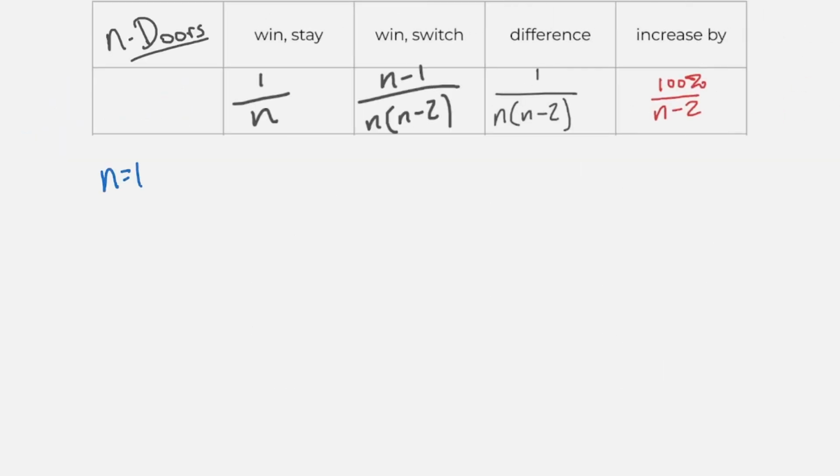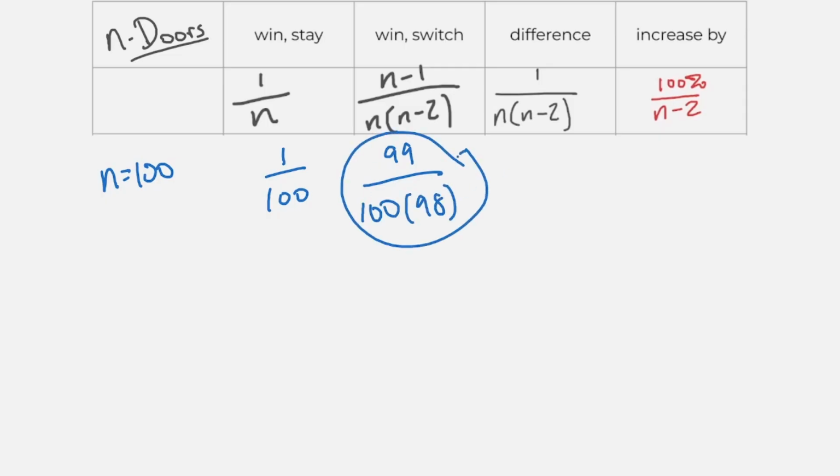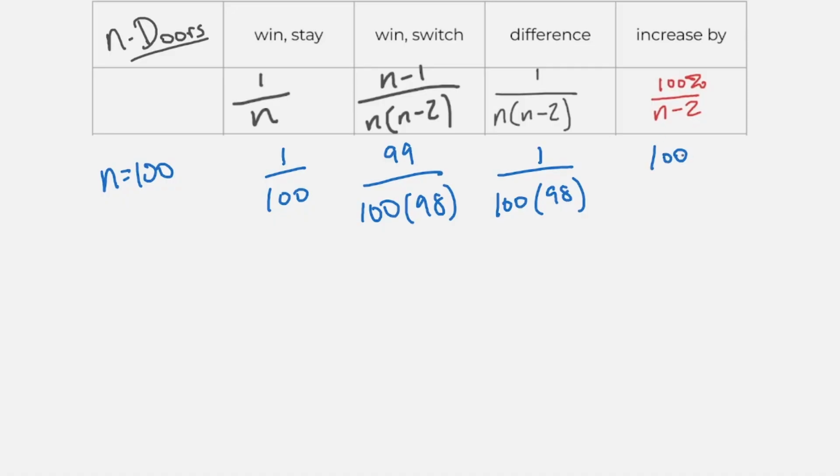Okay, so we're saying n is 100. So when we stay, that's going to be 1 over 100. When we switch, n minus 1 is 99 over n is 100 times n minus 2 is 98. For now, let's go ahead and leave it like that. Let's do the difference. We have 1 over n is 100 and n minus 2 is 98 again. And for the increase, we have 100% and n minus 2 is 98.